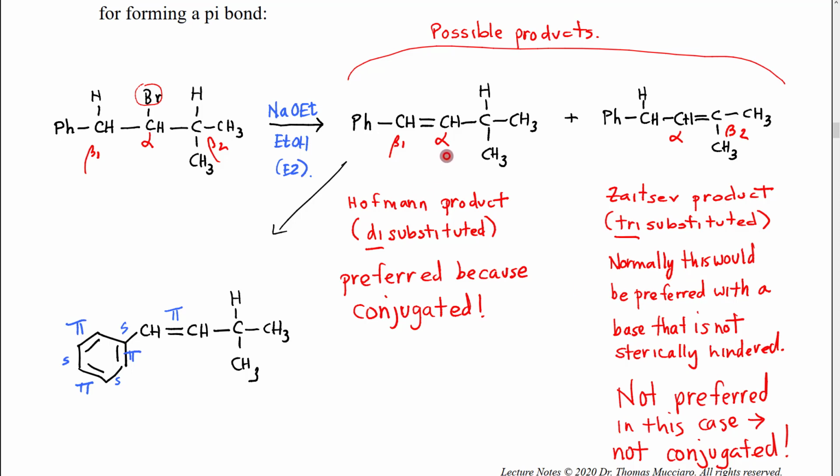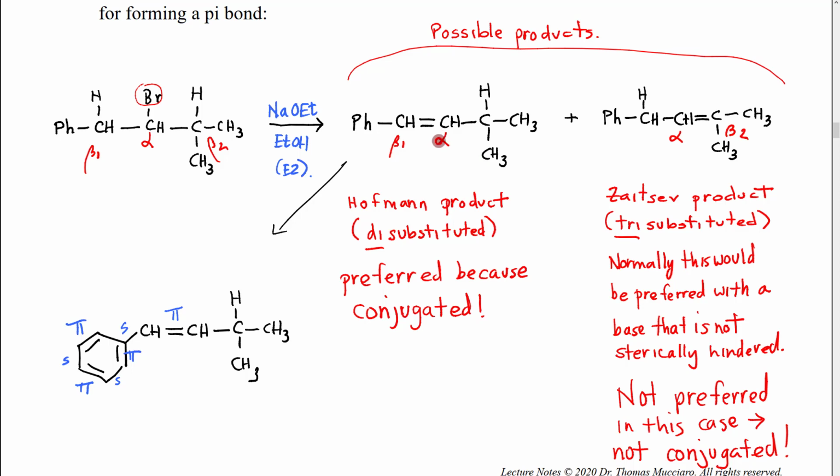However, we also have, as a possible product, the product coming from removing the beta hydrogen 1. That would create this product where we would go alpha to beta 1, and then we would have the phenyl group. If we look at this product, alpha to beta 1 is a pi bond, we have a single bond, and then we have conjugation in with the phenyl group. So this product would be conjugated, although the double bond itself would only be di-substituted.